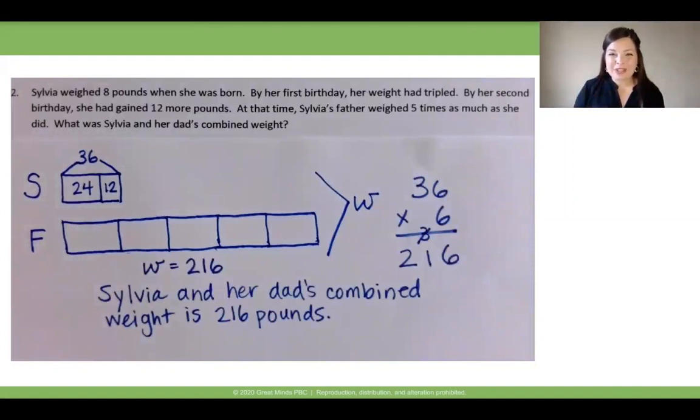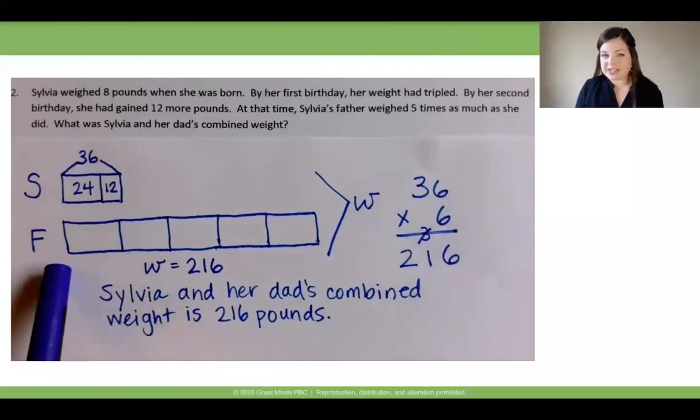Welcome back. Hopefully you found Sylvia and her dad's combined weight is 216 pounds. On the screen, you can see one way that you could have solved the problem, but it's not the only correct way. Did you think about it in a similar way or in a different way? Here's how I thought about it.